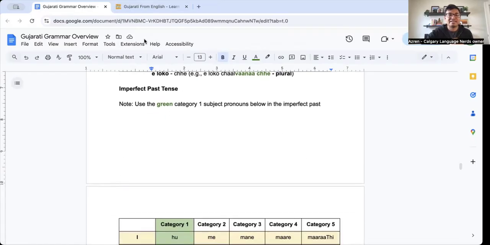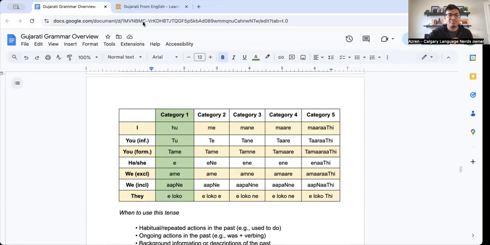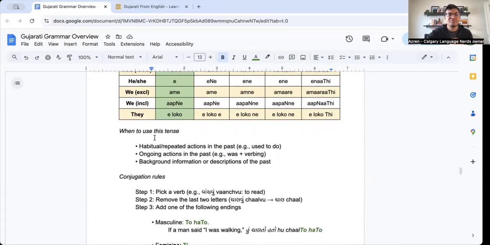Okay, we have an imperfect past tense as well. We're going to use these category 1 subject pronouns. When do we use it? We use it for habitual repeated actions in the past. In English, we frequently use the words used to. I used to do this, but I don't anymore. Ongoing actions in the past, usually it's was plus verb ing. I was walking, I was eating, I was swimming, I was cooking, etc.